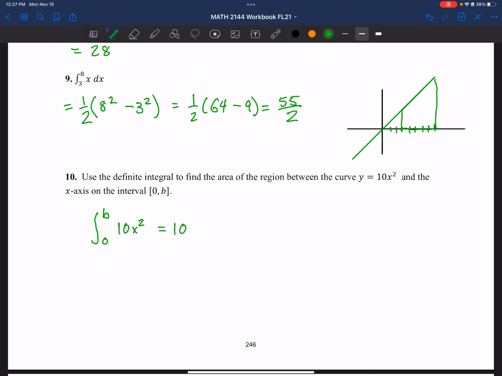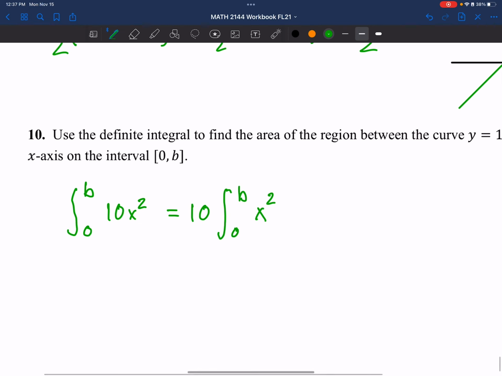Remember that the 10 is a constant multiple, so we could pull that out and just consider the integral from 0 to b of x squared. Oh, I should be careful here. The dx is important. Whenever you have an integral, you will always have the differential there, the dx, or the d of whatever your variable is.